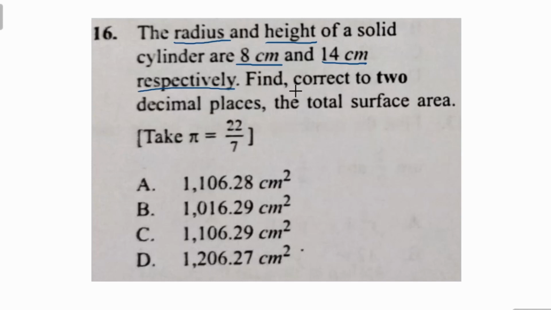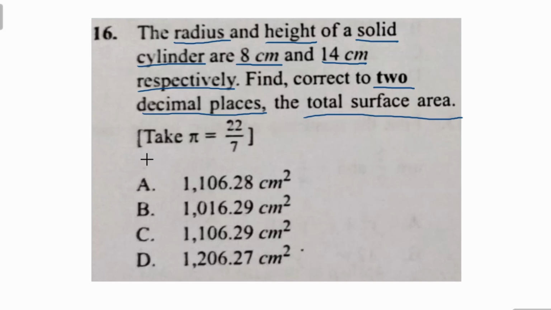Another fact is that they said the cylinder is a solid cylinder, meaning it is a closed cylinder. And also we have to find correct to 2 decimal places. This is very important because it tells us how we should round our final answer. And then finally what we are solving, the total surface area. Now that we have this, let's go to the question.